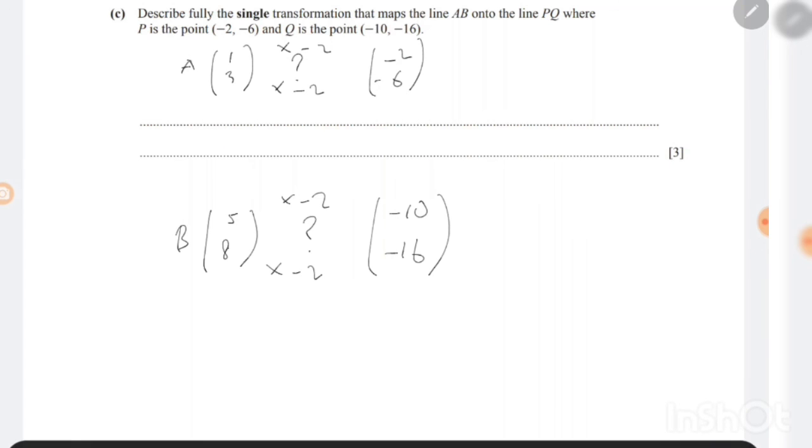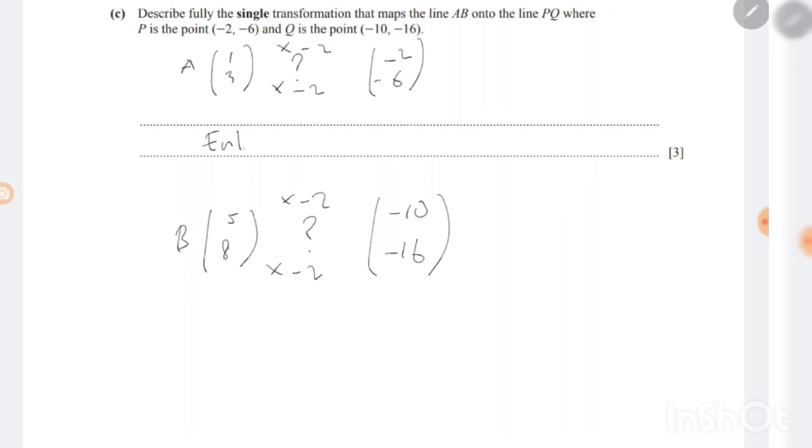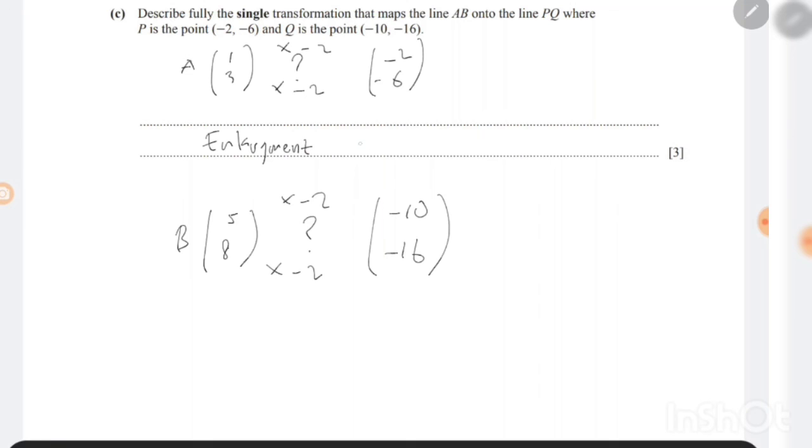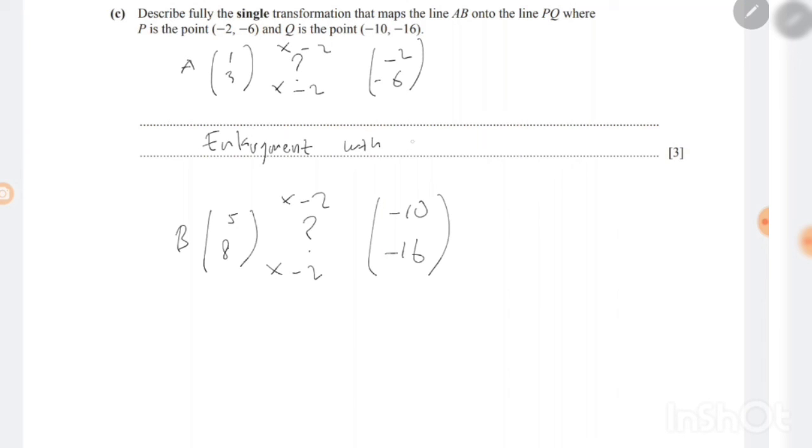So the single transformation here is an enlargement with the scale factor negative 2 about the origin.